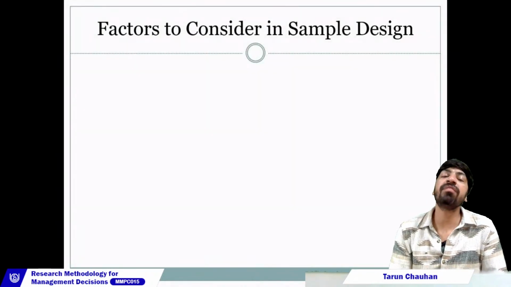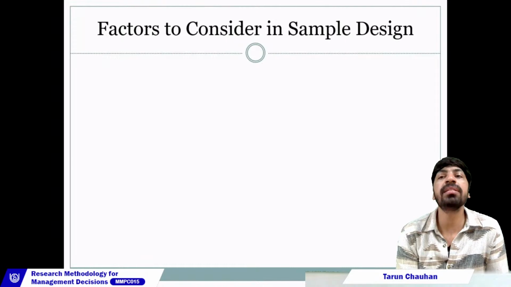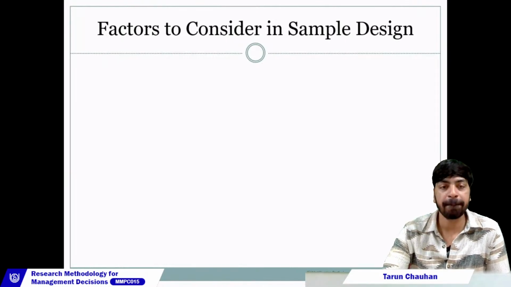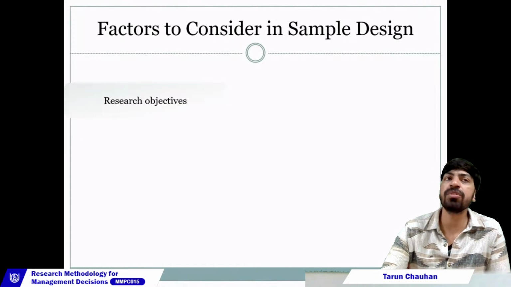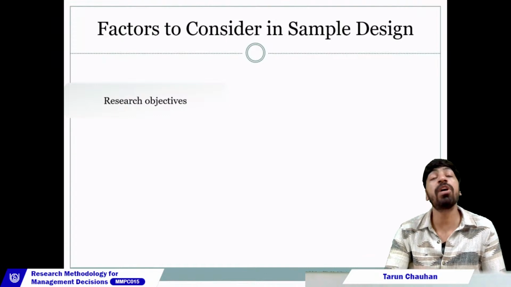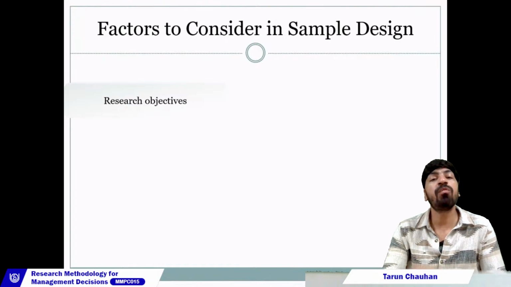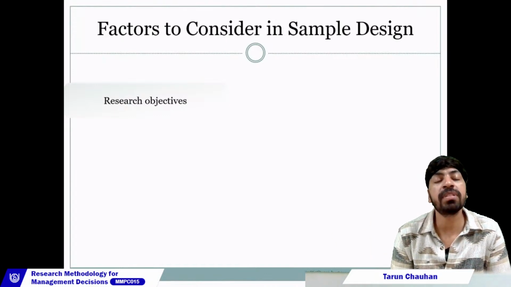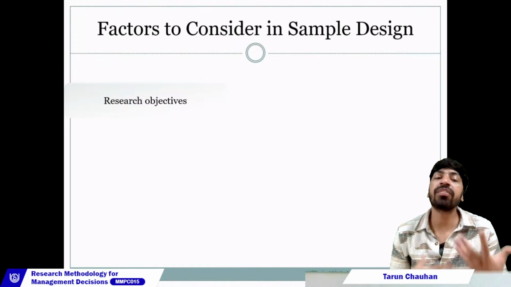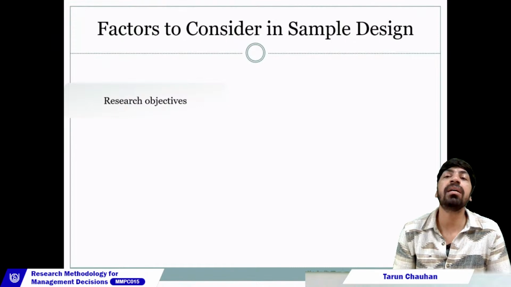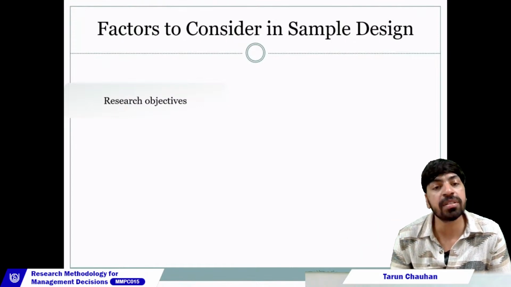Let's talk about the factors to consider in a sample design. The first one is research objectives. It is very important when it comes to designing the samples. What would be the sample size? How would you sample units? How much would be taken? That is how you frame the sampling, or a research design.